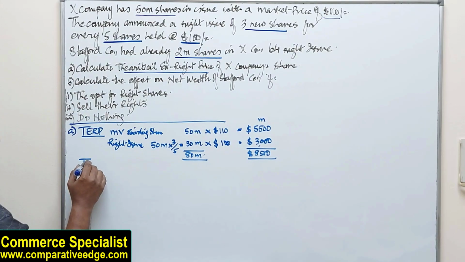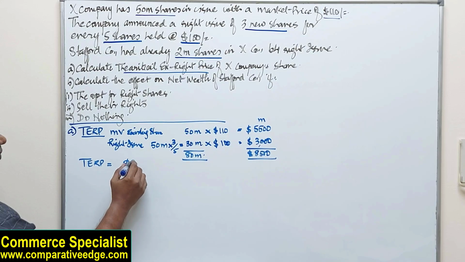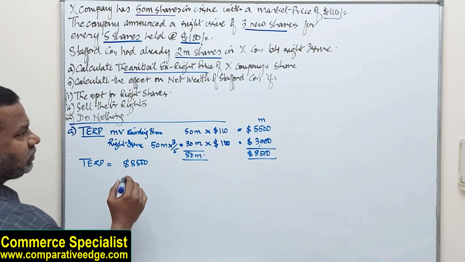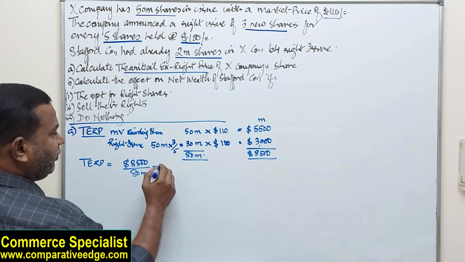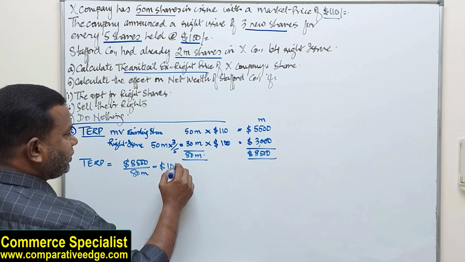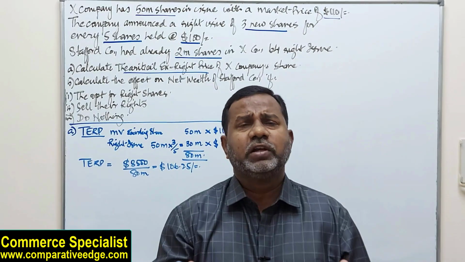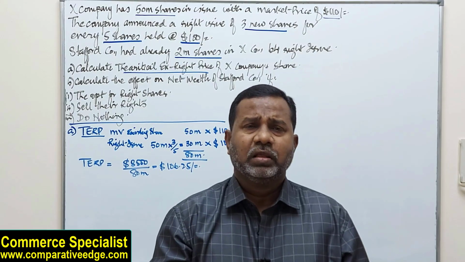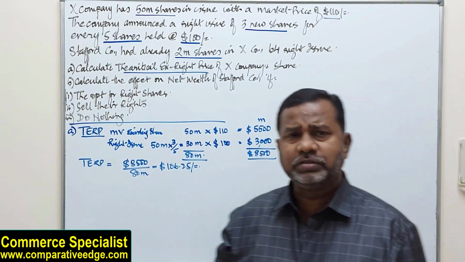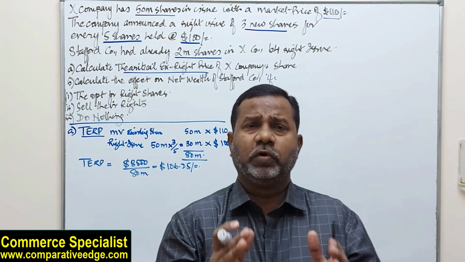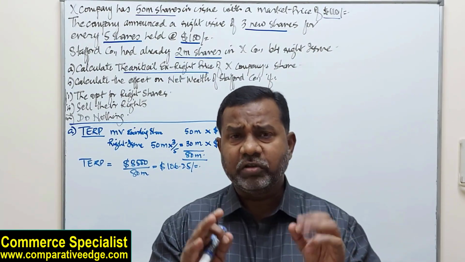So your theoretical ex-right price will be 8,500 divided by 80 million shares. That will give you $106.25 each. So in other words, the theoretical ex-right price is the average: the total value of shares divided by the total number of shares. The average price of shares after the right issue will be $106.25 each share.